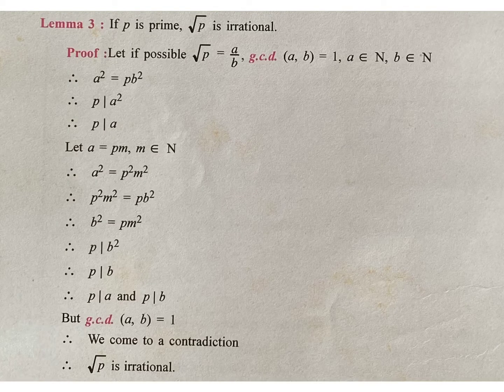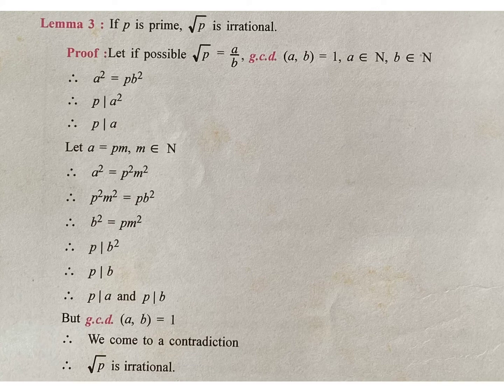Next is, if p is a prime number, then root p is irrational. So here we are asked to prove that if p is a prime number, then root of any prime number is always irrational. So again we will suppose that root of p is rational. So if root of p is rational, it can be written as root p is equal to a by b, where GCD of a and b is 1.